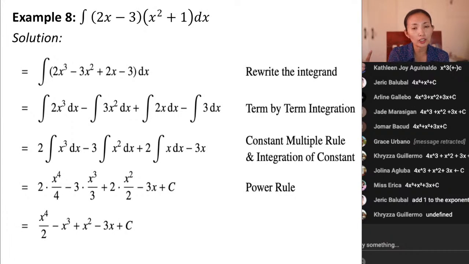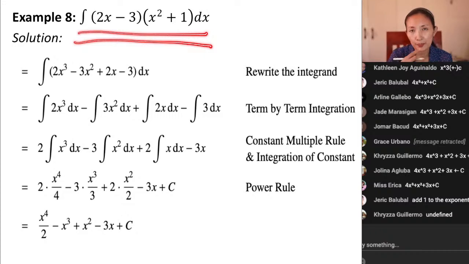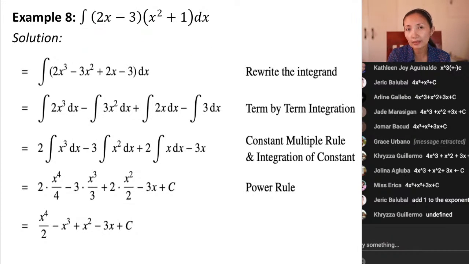Take note that you only know so many rules at this point. Constant, power rule, constant multiple, integral of a sum. Nothing more. You don't know substitution and other techniques of integration yet. So how shall we evaluate number 8? So that we can make use of the rules that we already know, we expand. Expand the integrand or multiply. Multiply this first so that we can apply term per term integration.